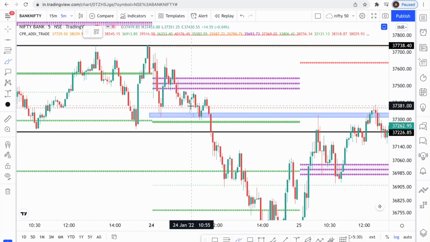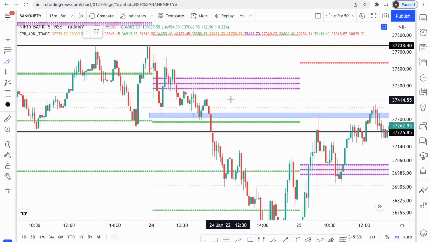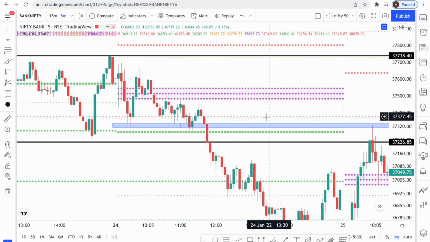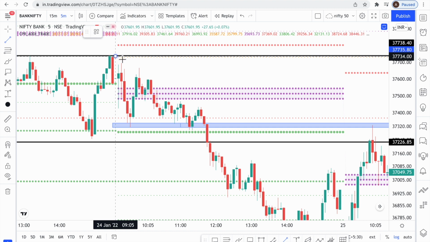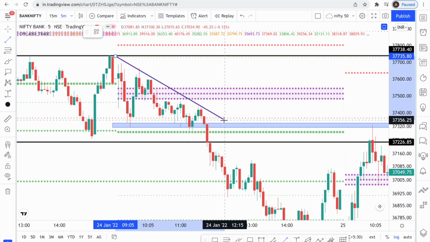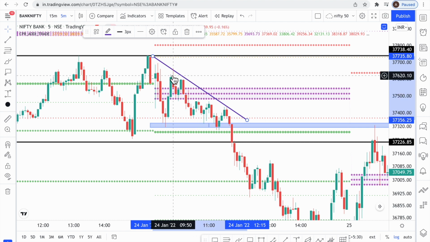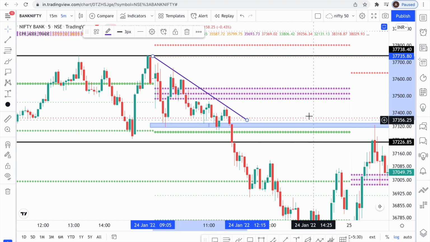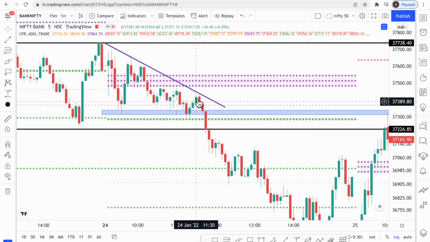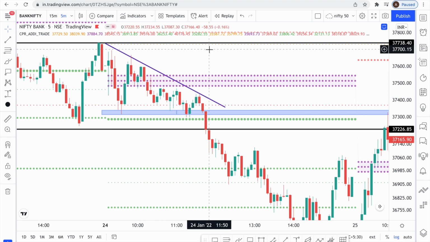We went up, and by around 11:30 in the market, we had this trend line, right? All along we had this trend line. We took support once, we took support twice, and if this trend line and CPR had broken, we would have traded even, we would have thought of going long.